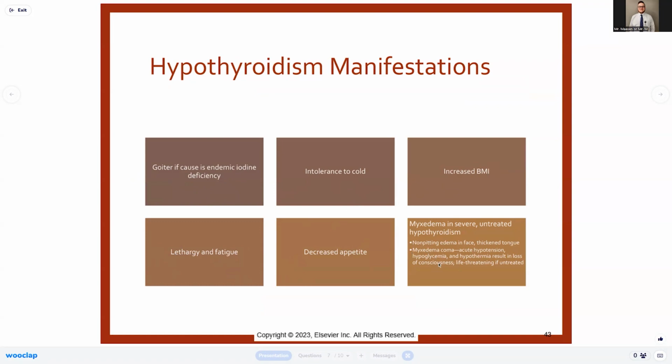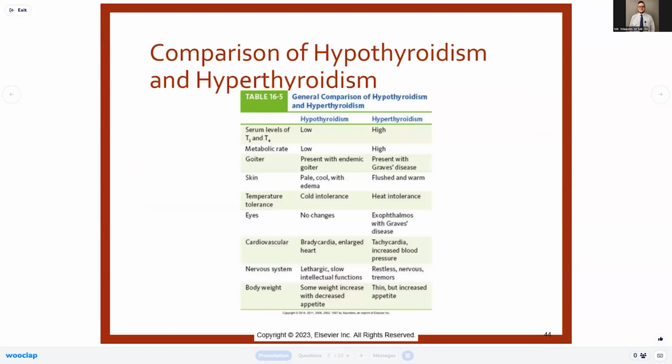Something called myxedema is severe. Myxedema is non-pitting edema, so generalized edema and swelling to the face and through the tongue as well. Myxedema can cause severe hypotension, hypoglycemia, and hypothermia if it's left untreated. But they'll also have symptoms like, think of everything not metabolizing right: extreme fatigue, no appetite, intolerance to cold, brittle nails, hair loss, numbness and tingling in the fingers, that sort of stuff.